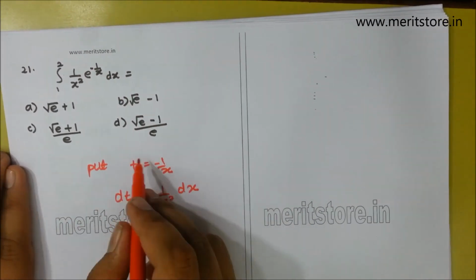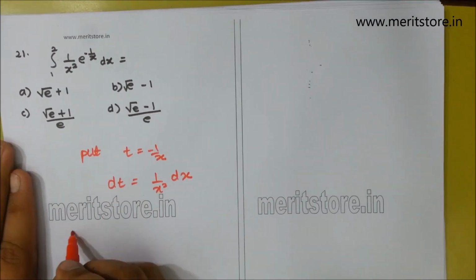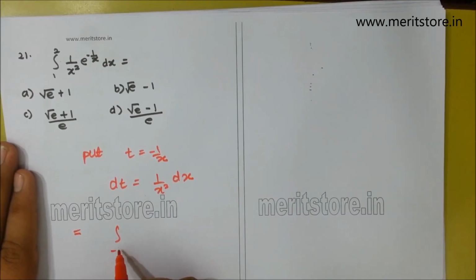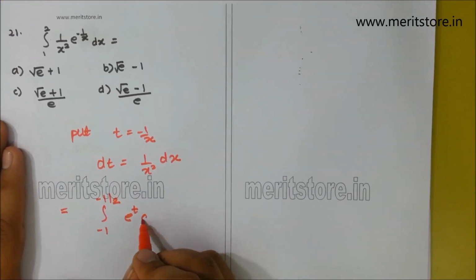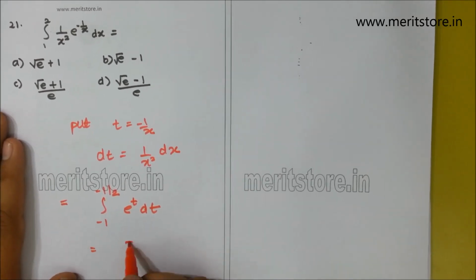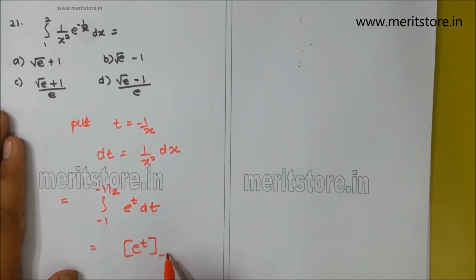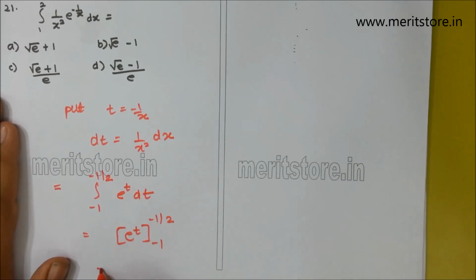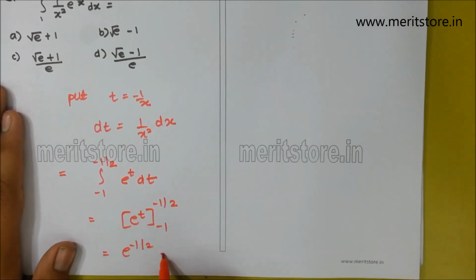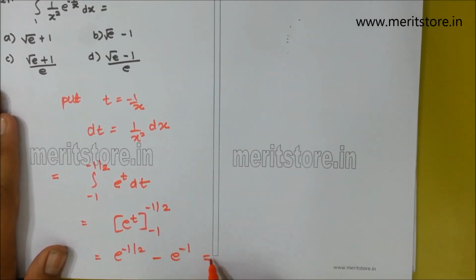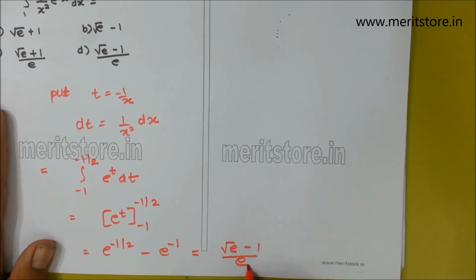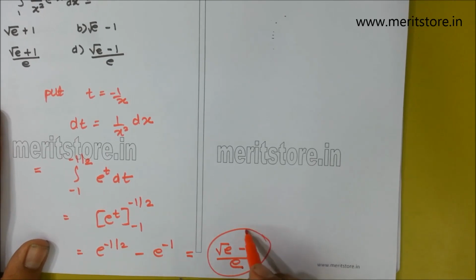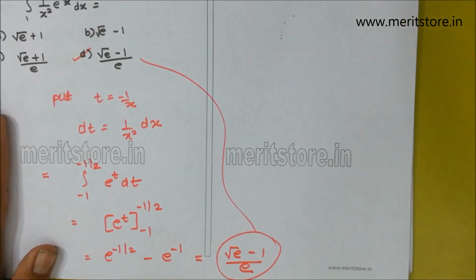After resubstituting the values of t and dt, what we get is integral from minus 1 to minus 1 by 2 of e raised to t dt, which will give us e raised to t from minus 1 to minus 1 by 2, which gives us e raised to minus 1 by 2 minus e raised to minus 1. After solving it, what we get is square root of e minus 1 upon e. So option D is the correct answer.